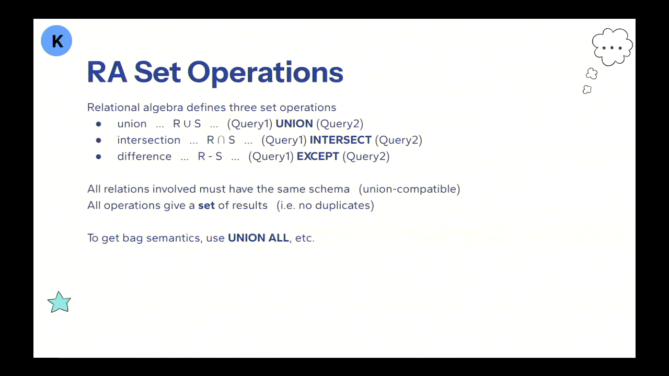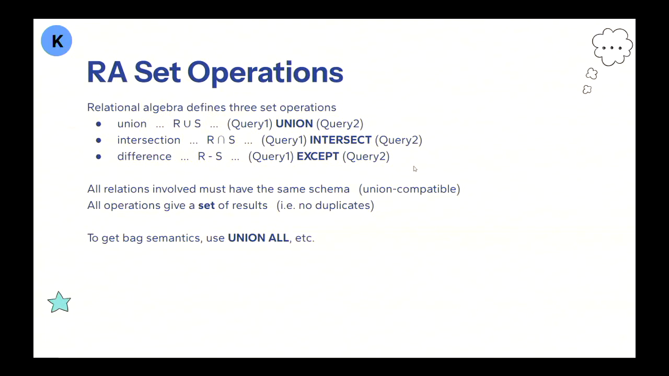And now let's learn some set operators for us to manipulate the results or the relations. So relational algebra defines three different set operators. The first one is called union. The concept of union is very similar to the mathematical concepts in set theory, and intersection is also the same. And another one is called difference. It's also very similar to the set operators we have learned in SQL.